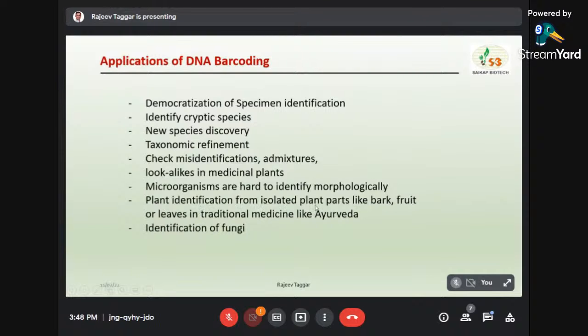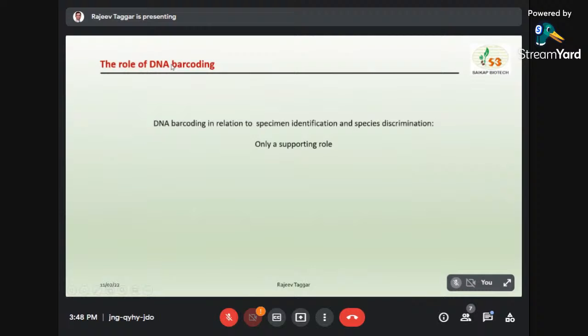Plant identification from isolated parts like bark and fruit, we have already discussed. This you cannot do with normal plant taxonomy. Traditional taxonomy may not help you once you have just the bark before you, the fruit before you. And similarly, identification of fungi. In the case of fungi, DNA barcoding is extremely capable, 99 to 100%. It will give you the identification totally correct. I mean, really reliable.